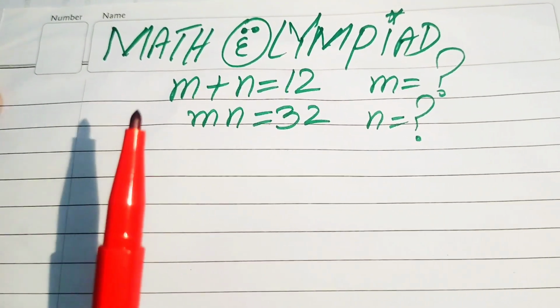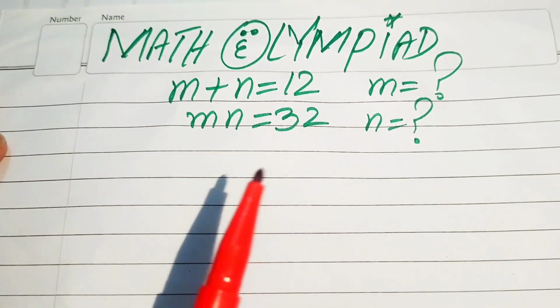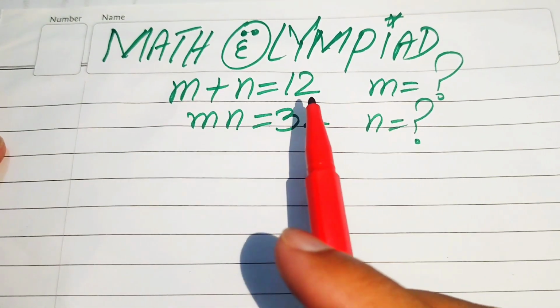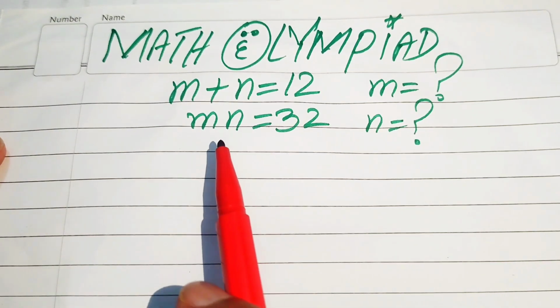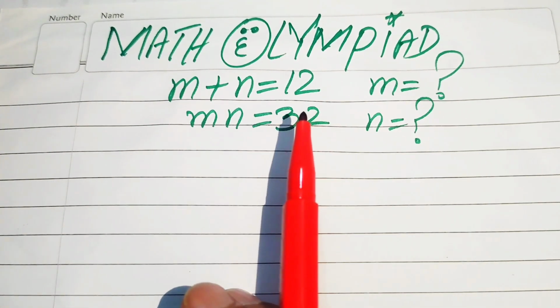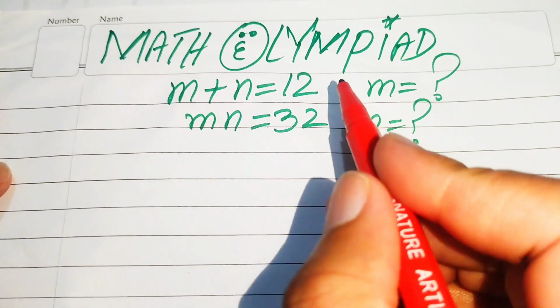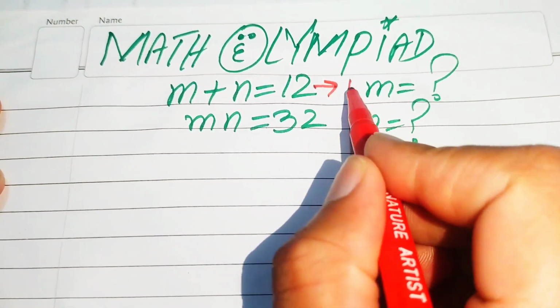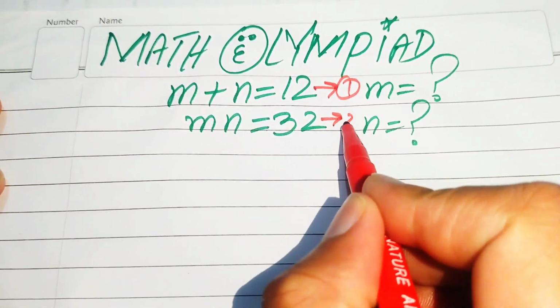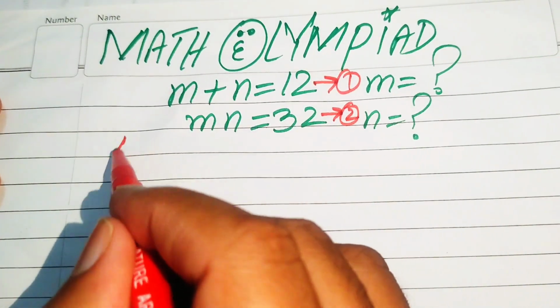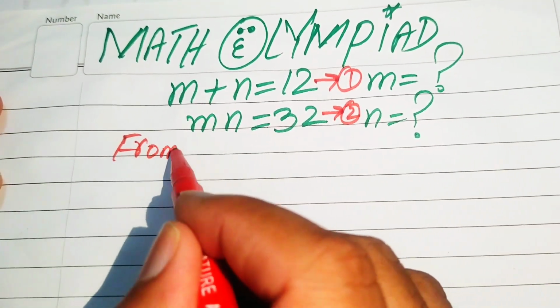Hello everyone, welcome to solve this math Olympiad algebra problem. Here we have m plus n equals 12 and m times n equals 32, and we solve this problem for the values of m and n. First we call this our equation number 1 and this our equation number 2. Now first we focus on equation number 1.